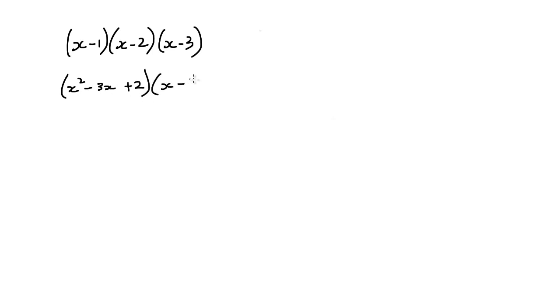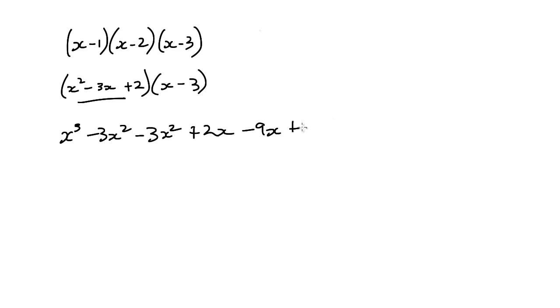And then if I was to expand that answer with the final set of brackets of x minus 3, it would end up becoming x cubed, then it would be negative 3x squared, then it would be negative 3x squared again, then it would be plus 2x, then it would be negative 9x, and then it would be minus 6.